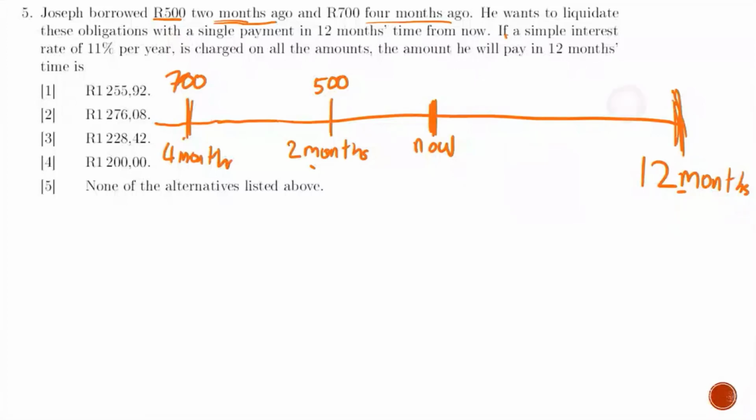So if the simple interest rate is 11%, now your R is equal to 11%. Remember, we said we are going to be working with a decimal. So this is 0.11, charged on all amounts. This is the amount that he will pay in 12 months. This is what we are looking for. Because we are working with the time value of money, we need to calculate the amount that he's going to pay. That means the future value of 500 in 12 months.